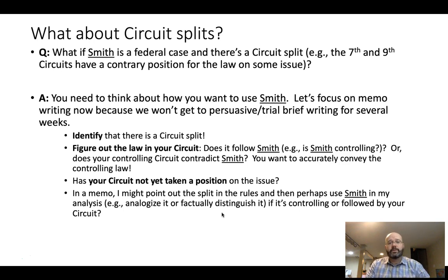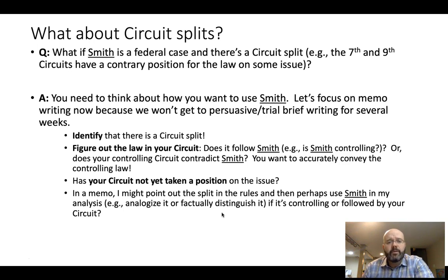So what about circuit splits? What if Smith is a federal case and there's a circuit split? Let's say the 7th and 9th circuits have a contrary position for the law on some issue. So the answer here, you need to think about how you want to use Smith. And let's focus on memo writing right now. We're not going to get to persuasive or trial brief writing for several weeks. So let's just think about memos and keep this simple.